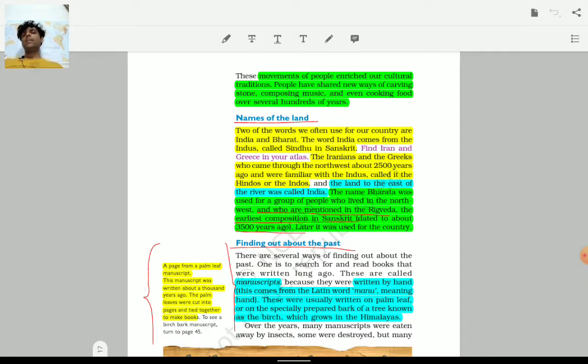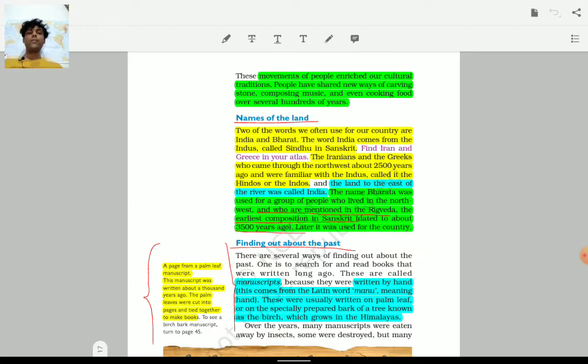Next comes the name of the land, and how the name was given. Let us understand that as well. Two of the words we often use for our country are India and Bharat, which is also written in the Indian Constitution. Once you study polity, you will understand that India, that is Bharat, has been referred to. Here also it is referring to the same.